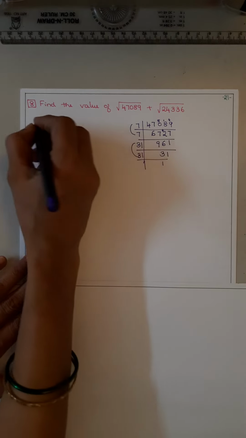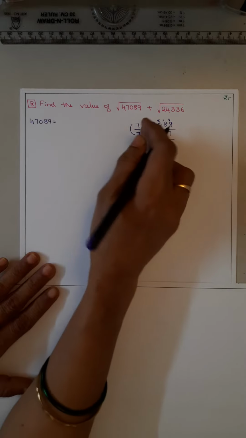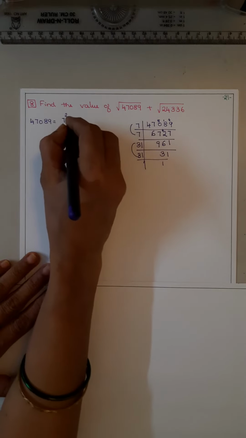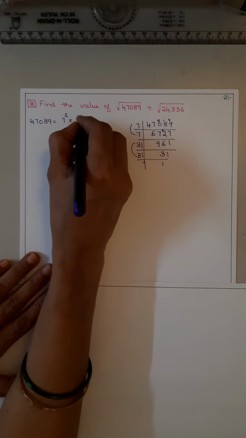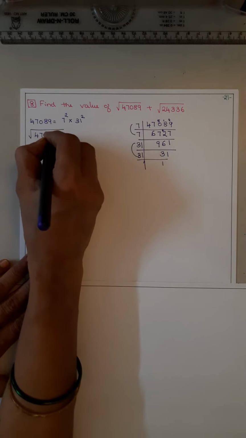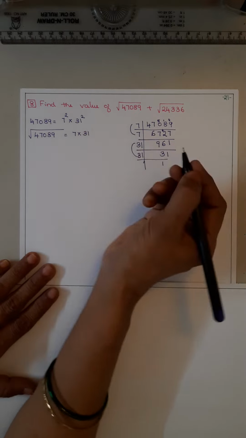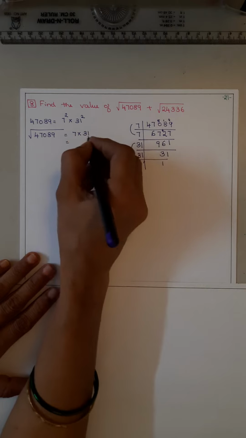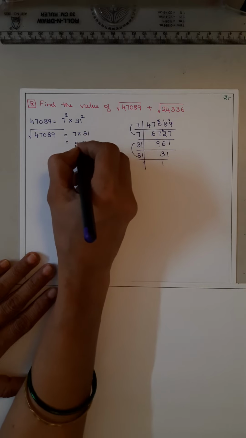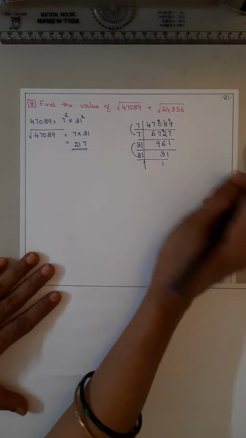Okay. So 47089 can be written as 7 square into 31 square. That means the square root of 47089 can be written as 7 into 31. That is 7 1s are 7, 7 3s are 21. So you got 217.